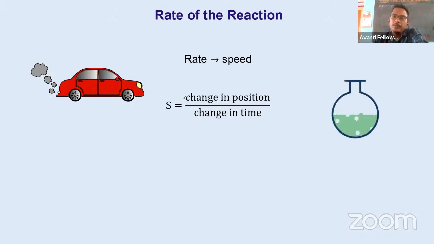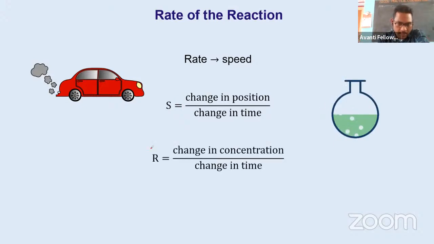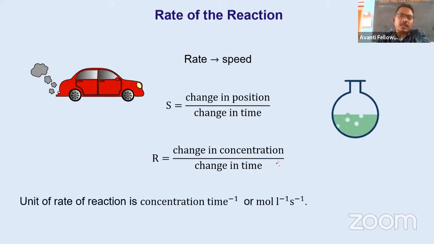Okay, and if you're talking about any chemical reaction, for this one, rate, we denote rate, that is change in concentration by change in time. What is the final concentration minus what was the initial concentration divided by total time, that is the rate of any reaction. Simple thing. Okay. So for any chemical reaction, rate of the reaction is concentration over time.